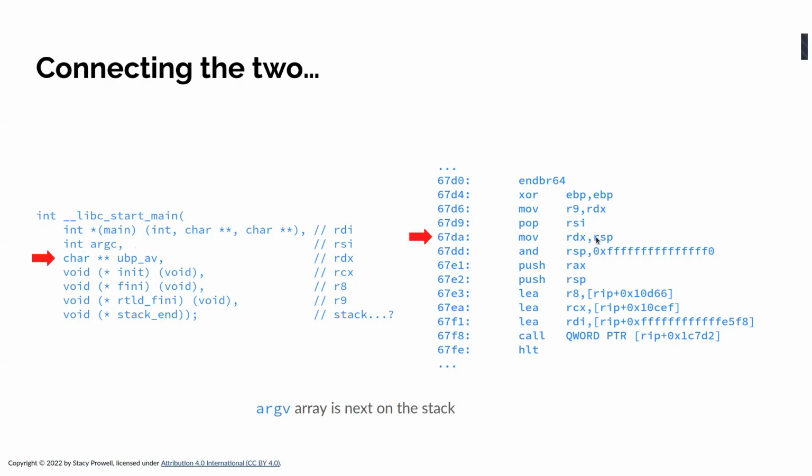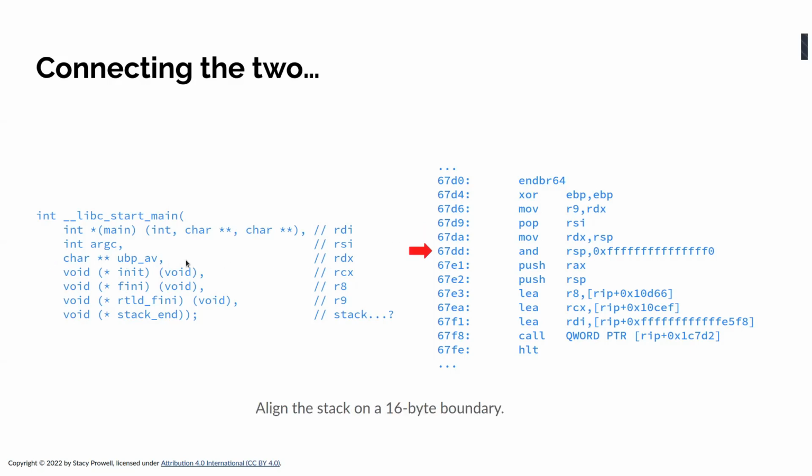We then take the stack pointer and we put it in RDX. What is that about? Well, once we've popped RSI, the stack pointer is now pointing at the first entry for argv. And we put that in RDX, which is the third argument, which is the argv array.